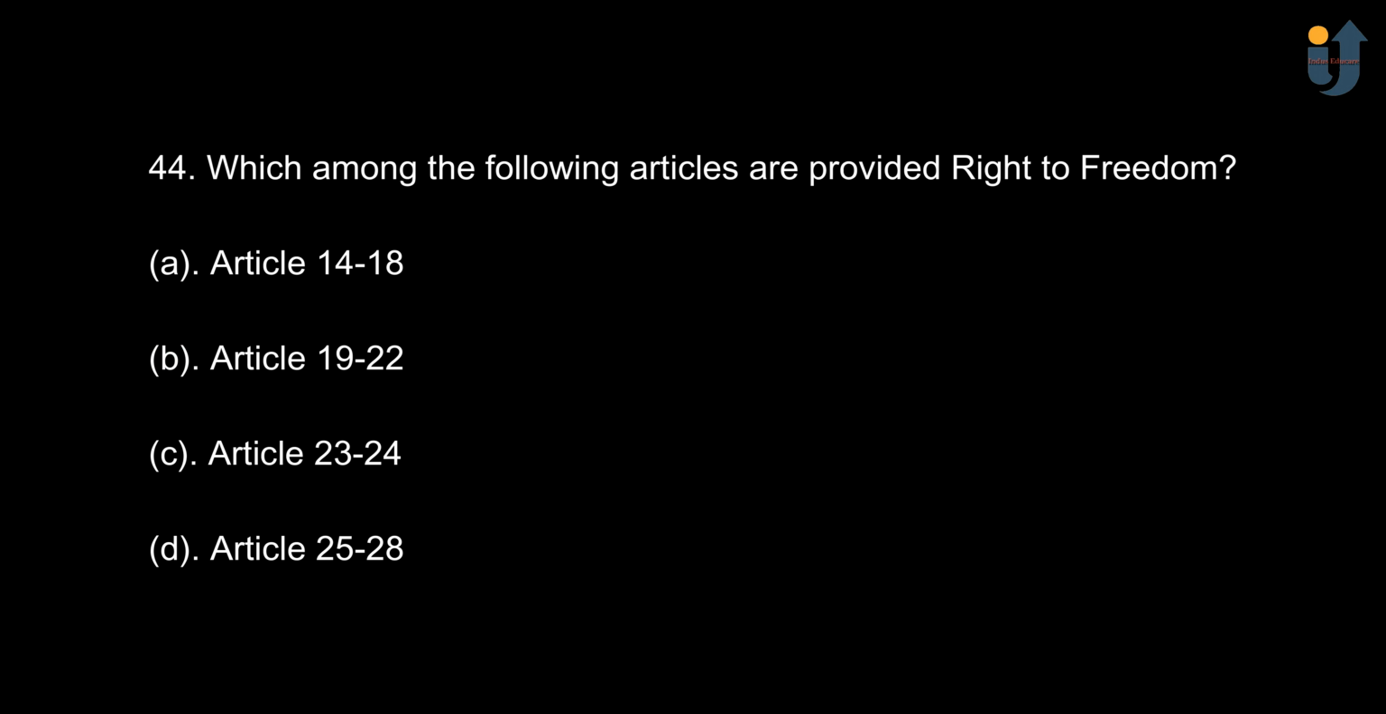Next, which among the following articles provide a right to freedom? Option A, Article 14 to 18. Option B, Article 19 to 22. Option C, Article 23 to 24. And option D is Article 25 to 28. The correct option is option B, Article 19 to 22.